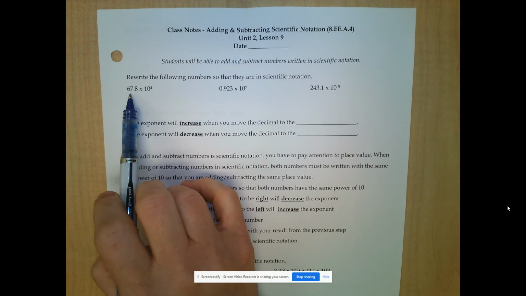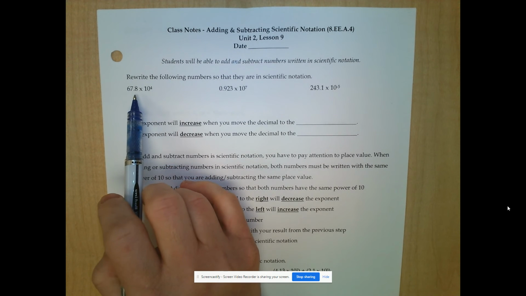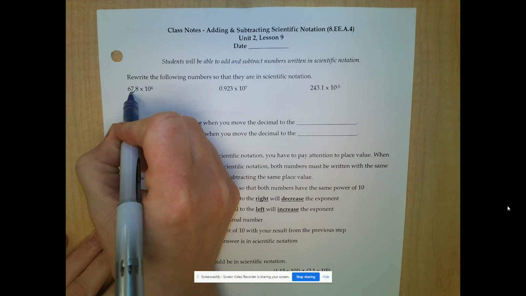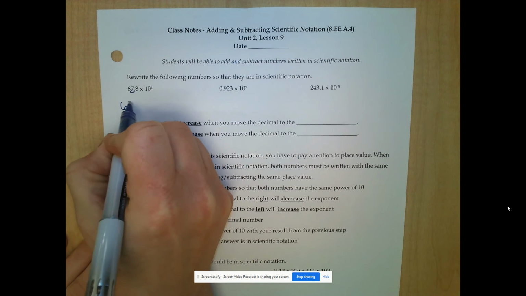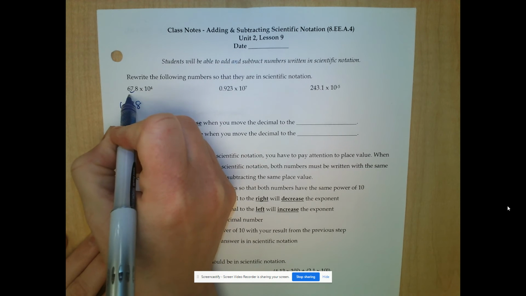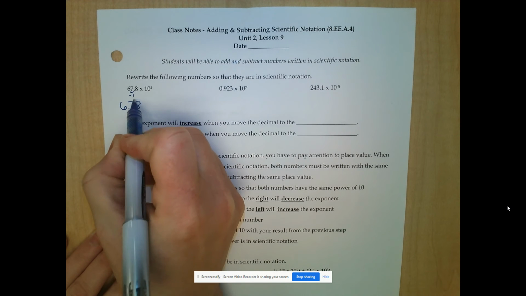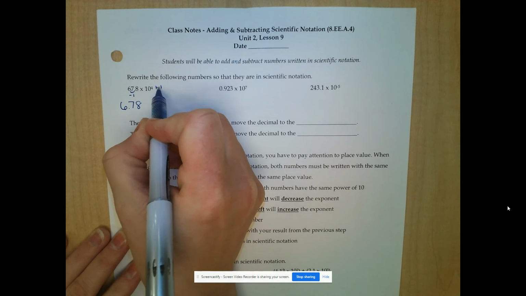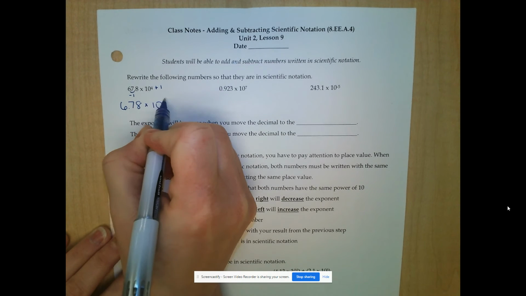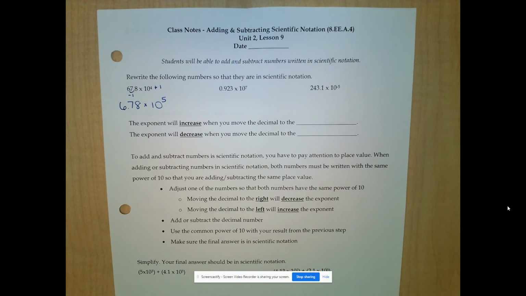So this one right now, 67.8, you'll notice is too large. It needs to be a number between 1 and 10. So in order to do that, we actually need to make the 67.8 smaller, 6.78. And when we make that smaller, what we just did was we took away a power of 10 here, which means we need to compensate by adding a power of 10 to the exponent. So it would be worth the same as 6.78 times 10 to the fifth.